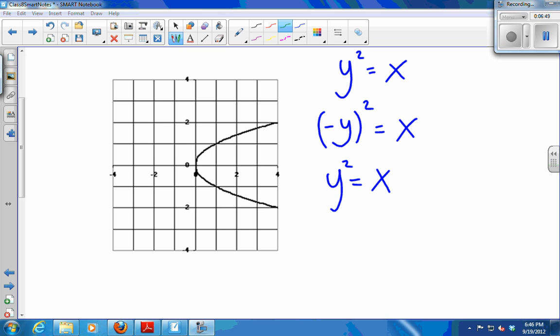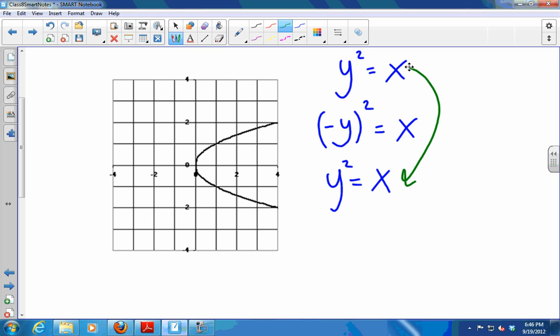Okay, so y squared equals x remains unchanged. Even after I made all the y's negative y's, the equation is still the same. So I have x-axis symmetry.